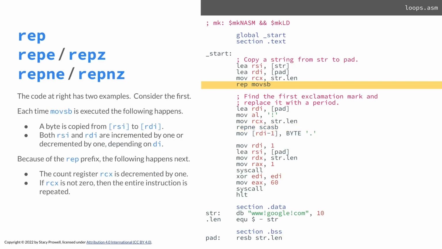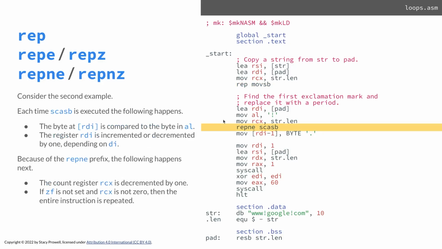So, first example is explained there. As it works, RSI and RDI get incremented or decremented depending on the direction flag, and RCX gets decremented every time until it's 0. For the second one, we only need to use RDI, and it gets incremented each time. RCX gets decremented until we find this guy, or RCX hits 0, either one.